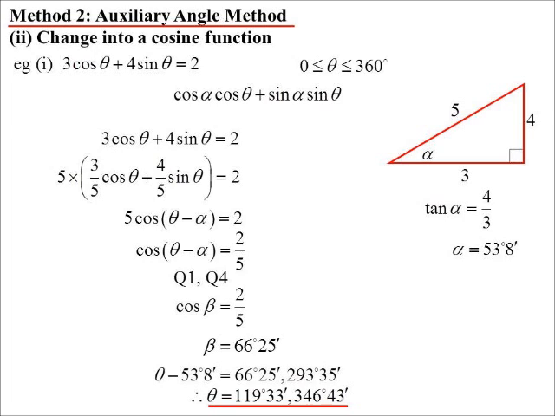So unless they actually ask you, you could choose. Do I want to turn it into a sine function? Do I want to turn it into a cosine function? It's up to you. Sometimes they'll actually say, turn this into a sine function or things like that.